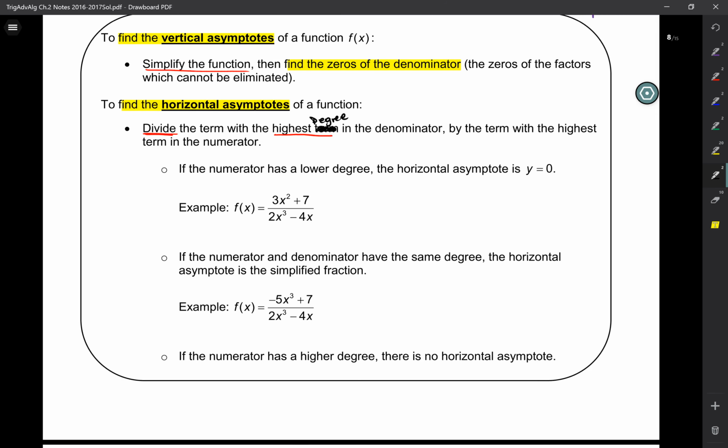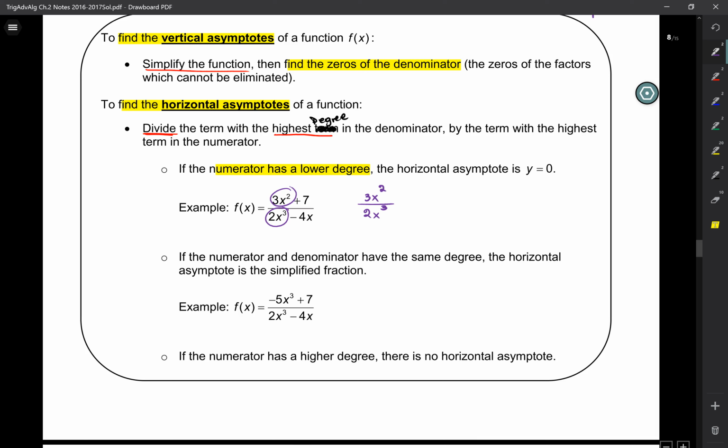Okay? So now there are a few cases. Let's look at this one. Suppose the numerator has a lower degree. Okay? So look at this one. Look at the numerator. What's the term with the highest exponent? 2. The exponent is 2, but what's the whole term? 3x squared, right? 3x squared over, in the denominator, what's the term with the highest degree? 2x cubed. Okay? So this is one where the numerator has a lower degree, right? The top one has a lower exponent.